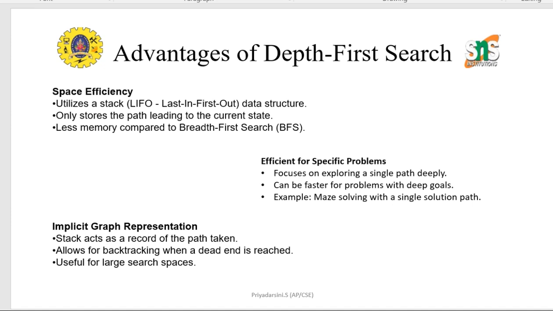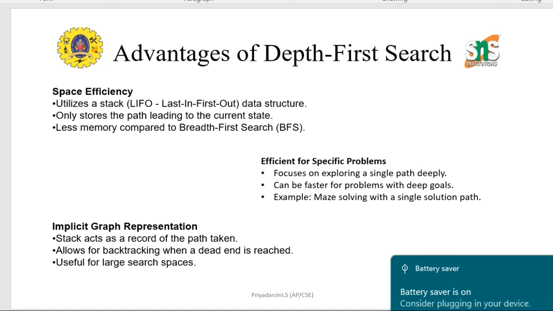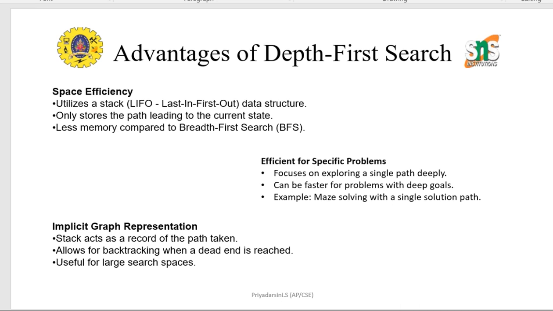Advantages of DFS. DFS has several advantages, making it suitable for certain types of problems. Space efficiency is one of them, since DFS only needs to store the nodes on the current path. It's much more efficient compared to other algorithms like BFS. Deep solution: DFS is particularly effective when solutions are deep in the search space or when the goal is likely to be found by exploring a long chain of decisions. And simplicity: DFS is easy to implement using recursion or an explicit stack.